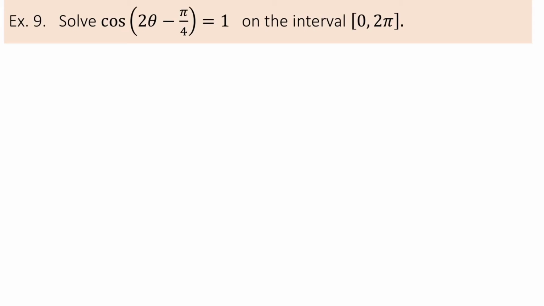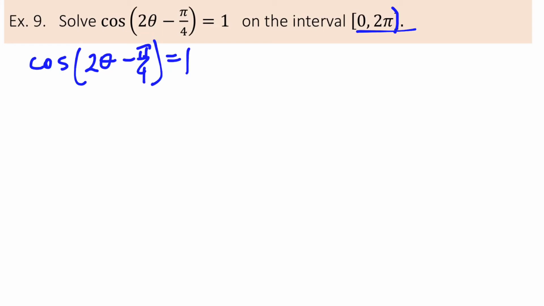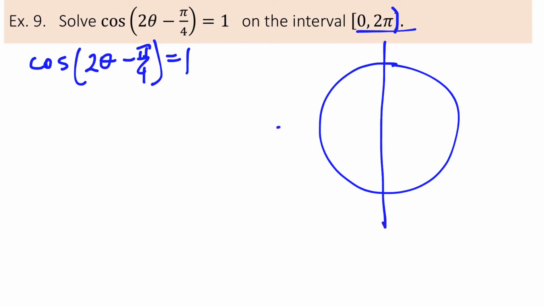So in example 9, we're told that the cosine of 2 theta minus pi over 4 is equal to 1. And we want to find the thetas on the interval 0 to 2 pi. This should usually be a smooth bracket. All right, so if I look at my circle, I want to find angles where the cosine is equal to 1. So that puts me over here at 0. So right here, my cosine is equal to 1.